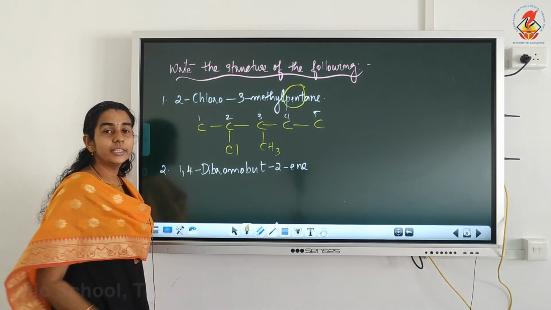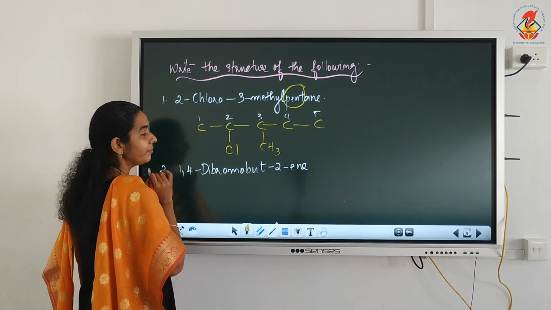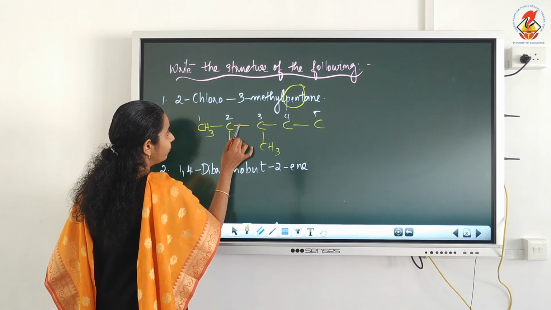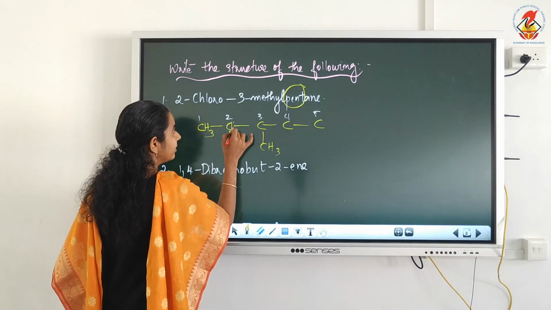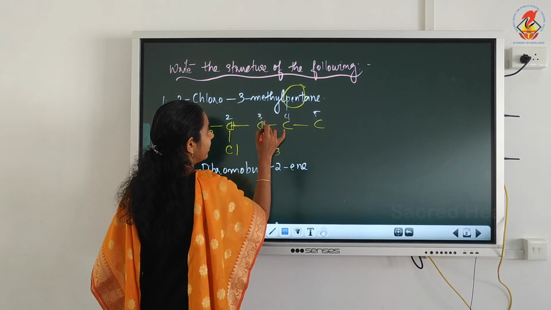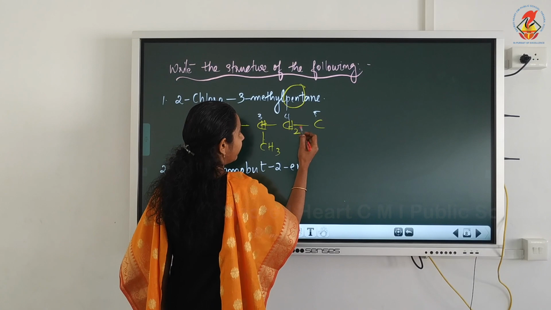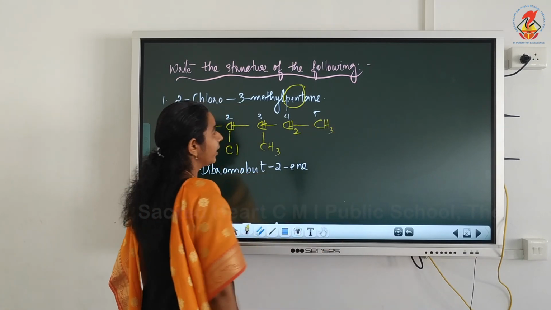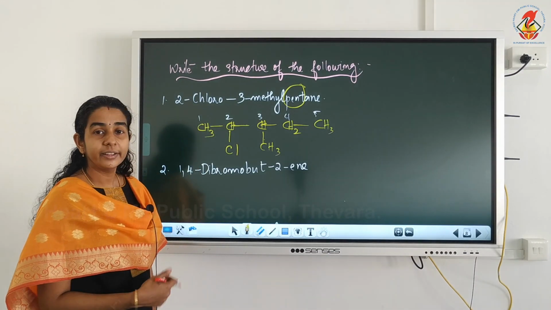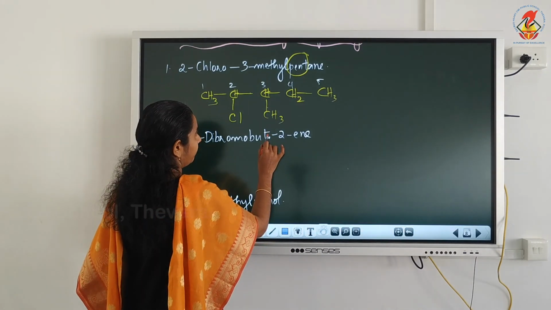Now complete the valencies of each carbon by giving hydrogen atoms. See, for the first carbon only one valency is completed, so the remaining 3 are hydrogen. Second carbon, 3 valencies are completed, so only 1 more hydrogen. Third carbon also has 3 valencies completed, so 1 hydrogen. The fourth carbon has 2 bonds, so the remaining 2 are hydrogen, and the last carbon has only 1 valency, so the remaining 3 are hydrogen. Okay, so this is the way to write the structure of organic compounds from the name.